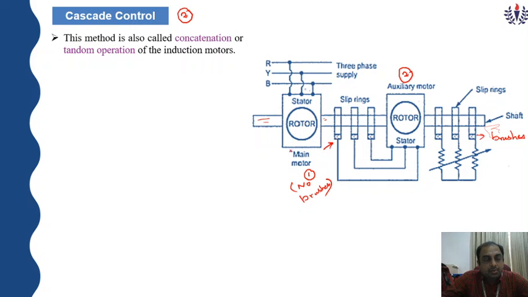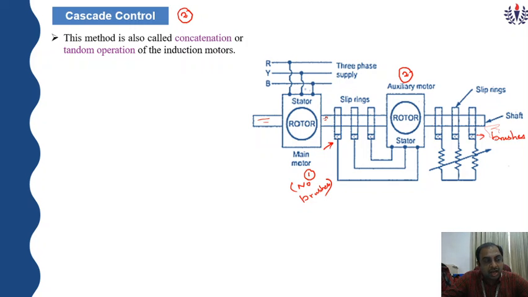The main operation of this method: the stator of the main motor is connected to the three-phase line R, Y, B. The auxiliary motor is driven at a slip frequency Fs from the slip rings of the main motor. This is called cascade. Cascade means it will be in a series connection.